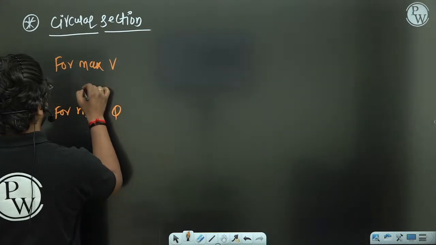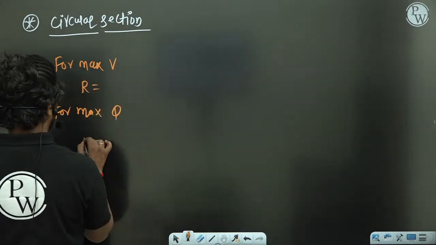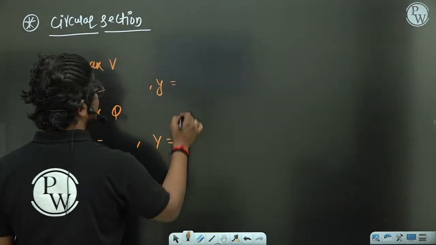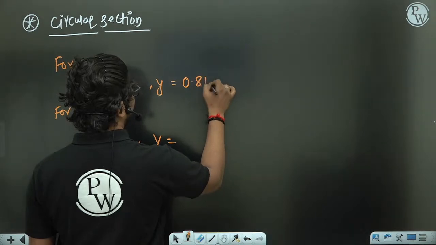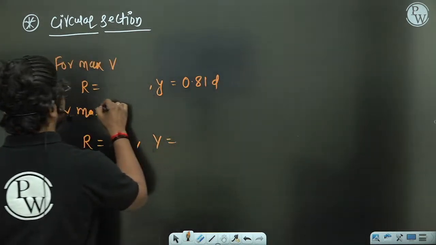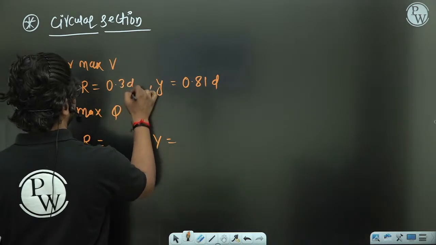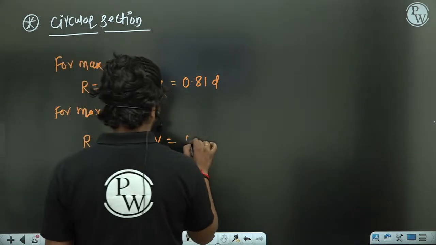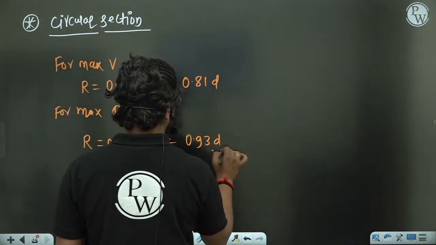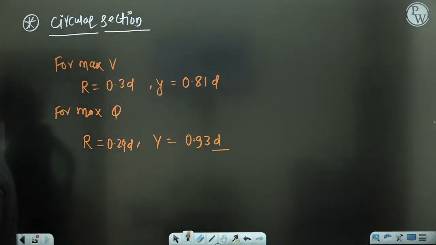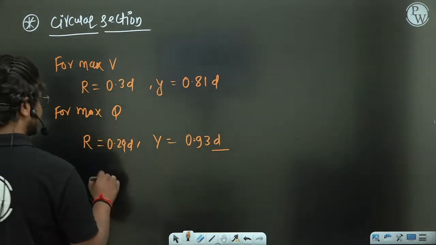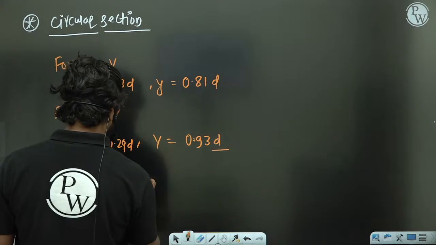So here for maximum velocity R we have one value, and Y again a different value. Here Y we have 0.81D, where D is the diameter I am talking about, and R will be 0.3D. Here it will be 0.29D, and here it will be 0.93D. Here D is the diameter, so you can put it here.